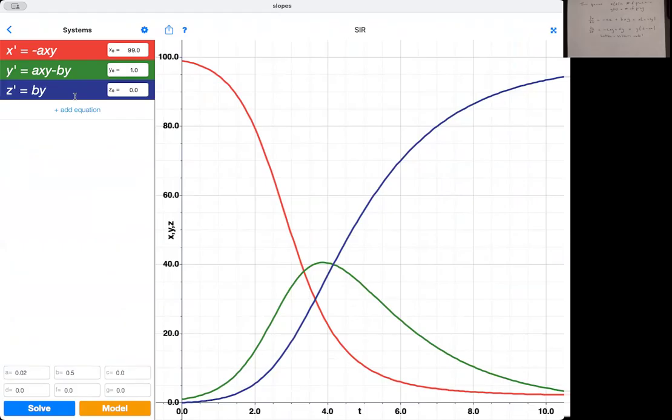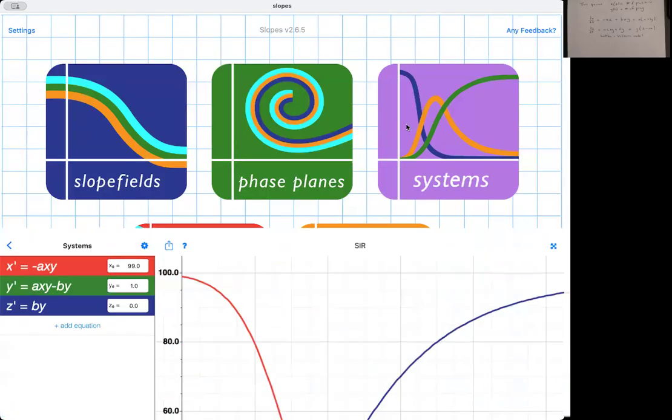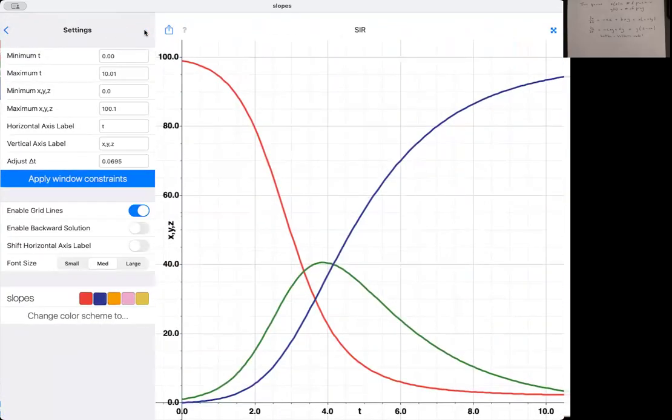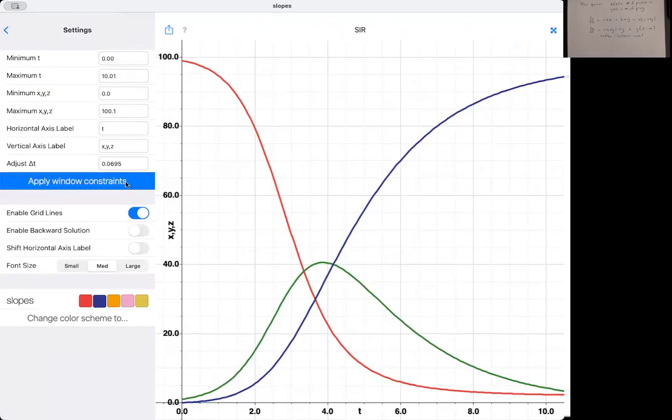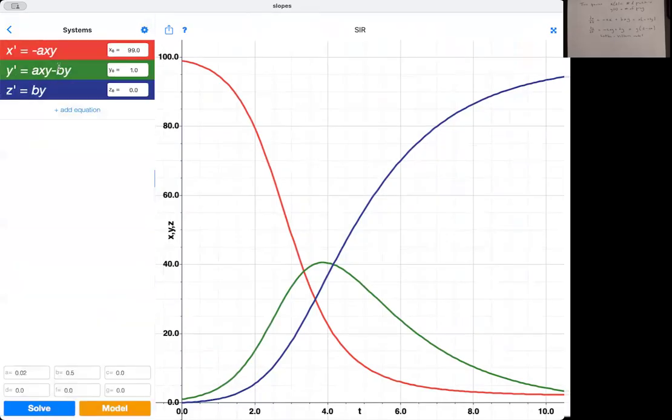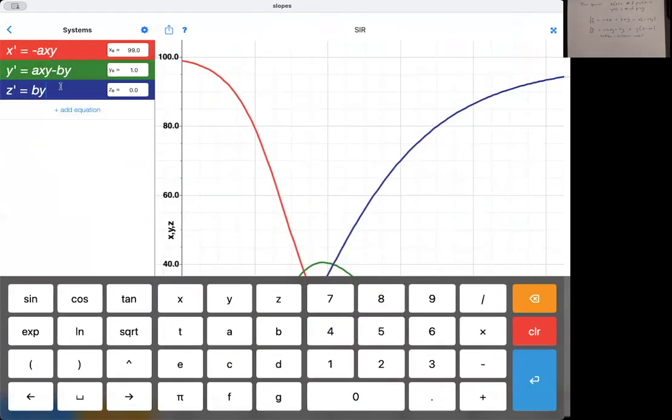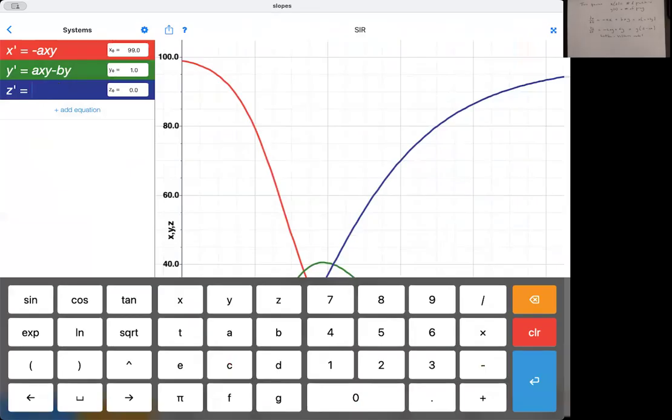Now this has three. Let's change which system we're using. Nope, wrong button. Settings. Where's my model choice? I want to delete this model. Screw it, we'll just leave it empty for the moment.